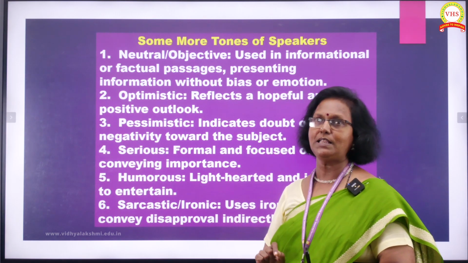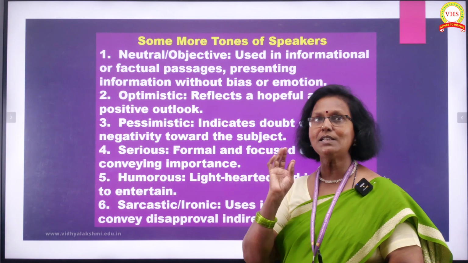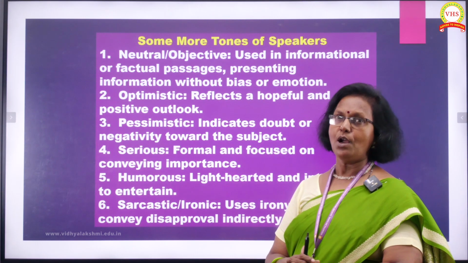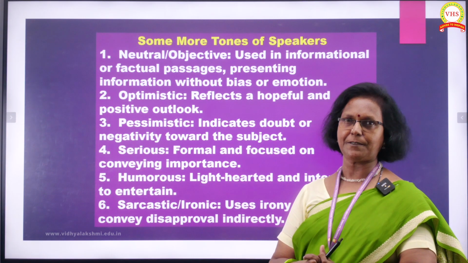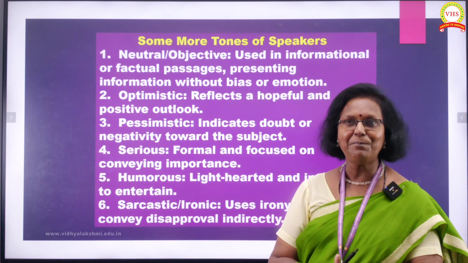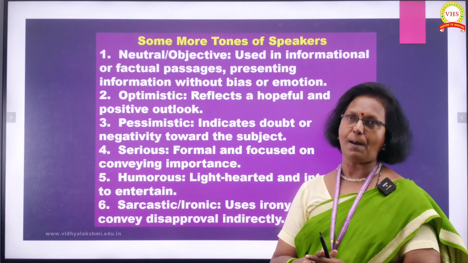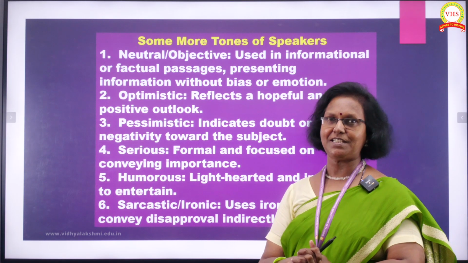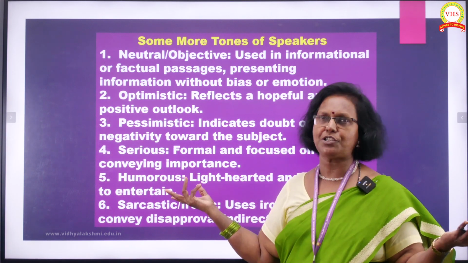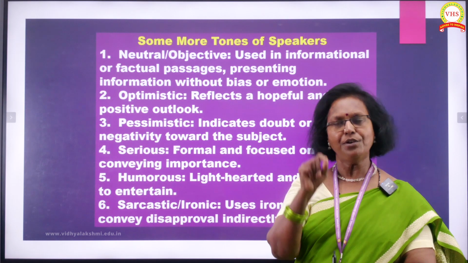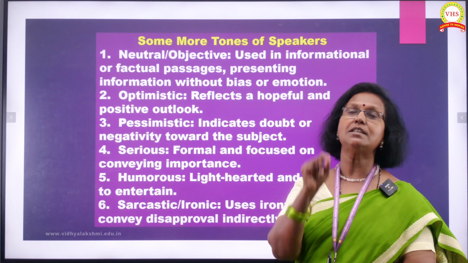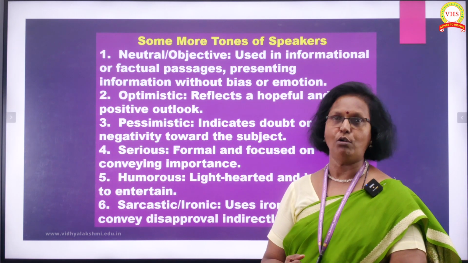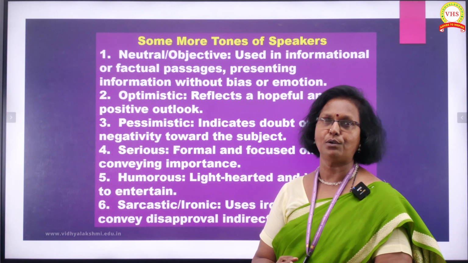The second one is optimistic. We already got that in the previous slide. The third one is pessimistic. Exactly the opposite of optimistic. What is the meaning of pessimistic? I told you, I repeat, it is the opposite of optimistic. It indicates doubt or negativity towards any subject. Whatever is the topic in your comprehension passage, concentrate on that. You can apply this even to your literature part also, and you will understand how it goes.